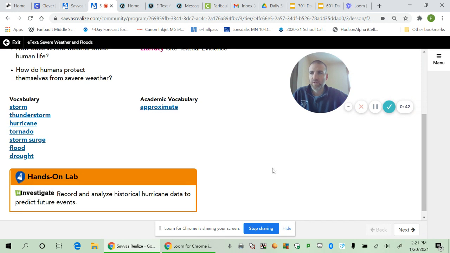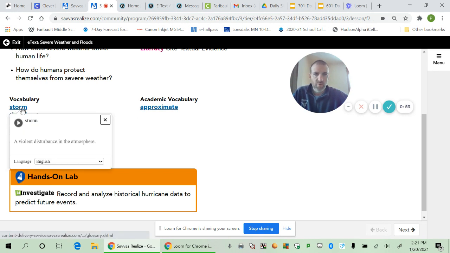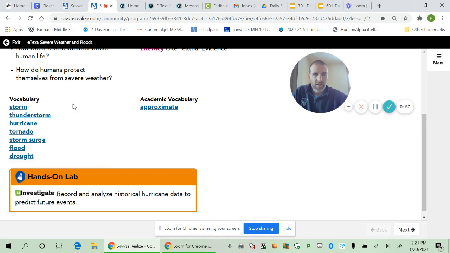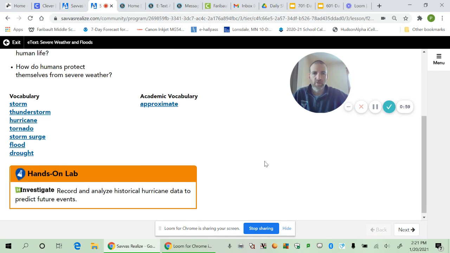On this first page, as always, the Savvas website has the vocabulary that is new in this lesson. And as always, if you click on any of those, it's going to give you the definition right there. So if you are curious or you need that reference later, it's right there on the first slide.